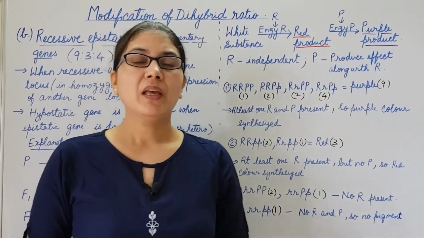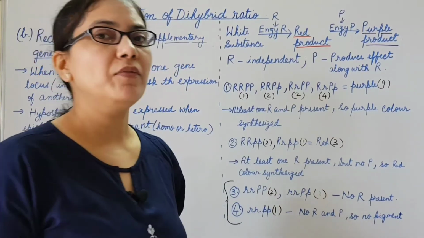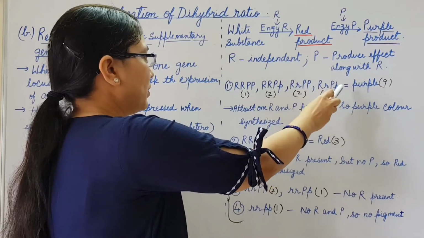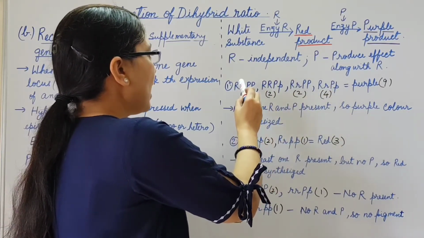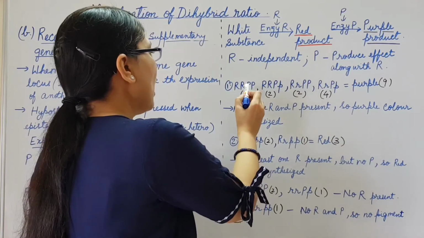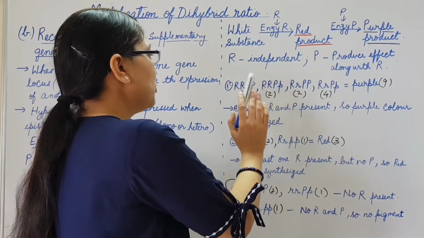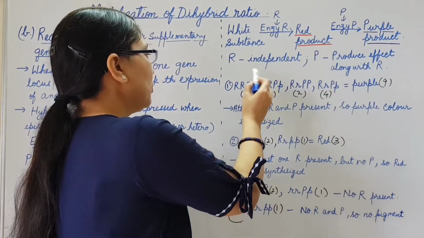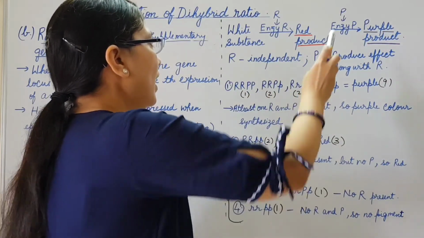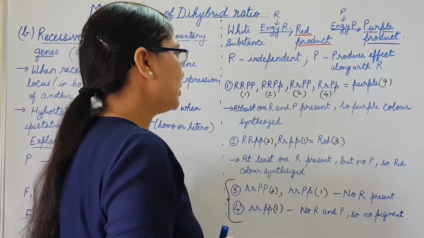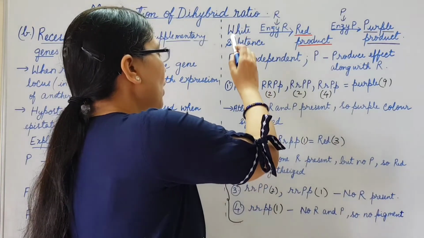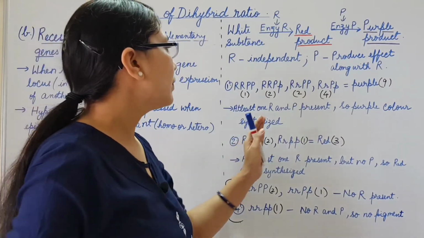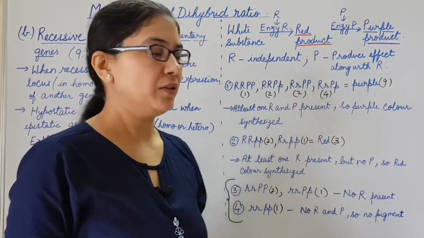Now let us see the genotypes of the F2 generation. Here the genotypes which have at least one dominant R and one dominant P give the purple flower color, because here both the functional enzyme R and functional enzyme P are present. So the white substance is ultimately converted into the purple product. So we get 9 purple flower plants.